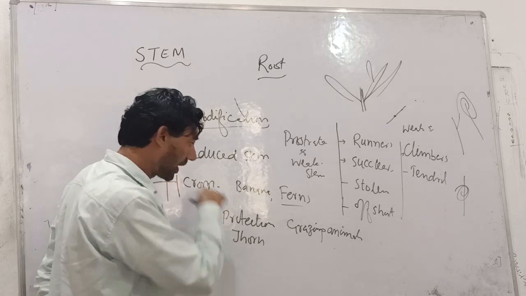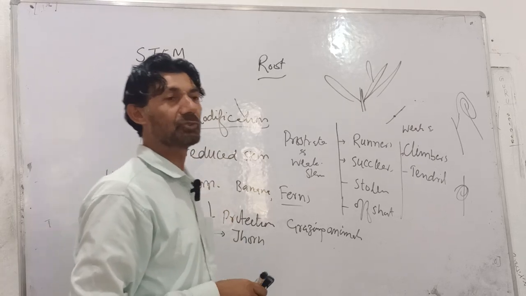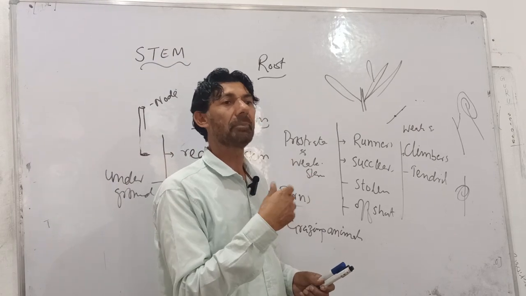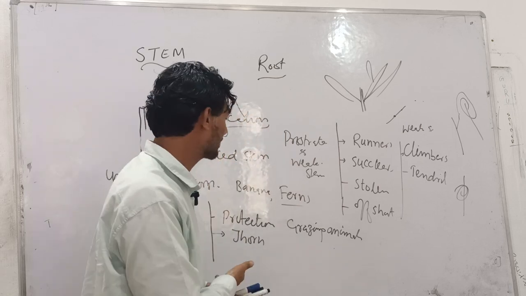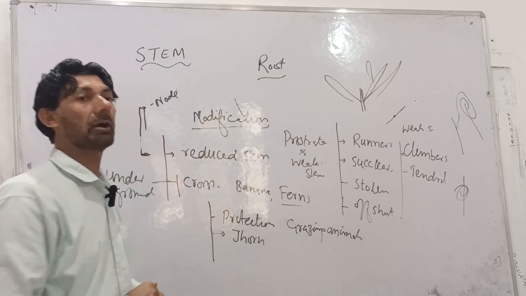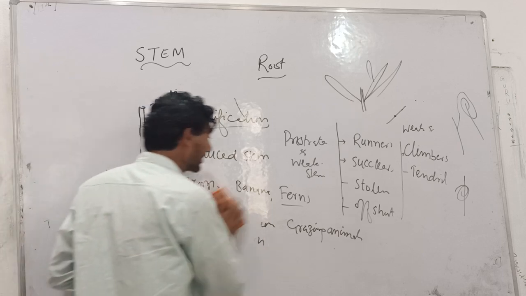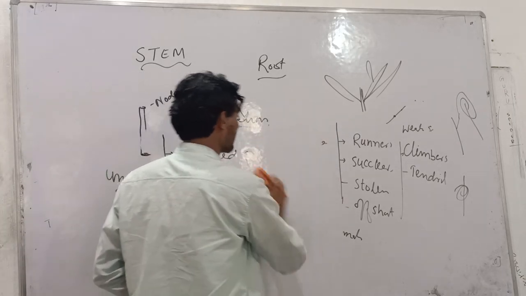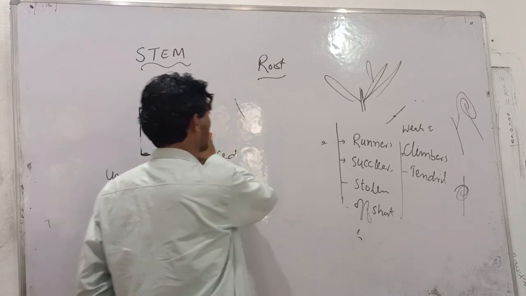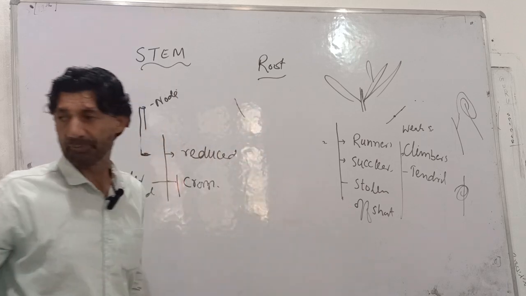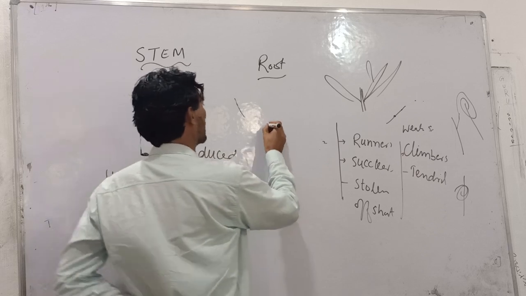Yes. So thorn also protects from grazing animals. So these are called modified stems. And what is some of the stem? A stem has nodes and internodes.